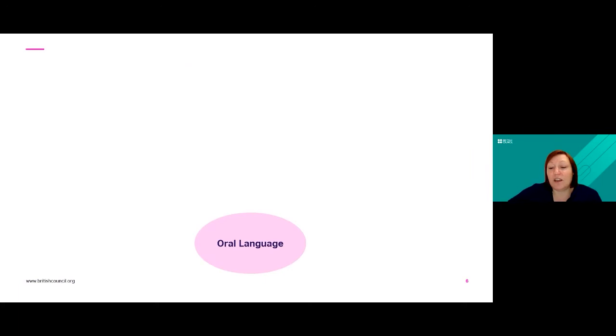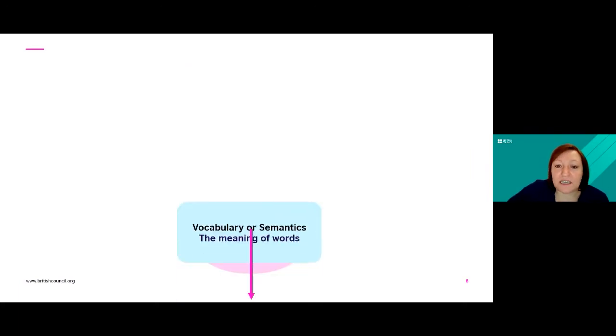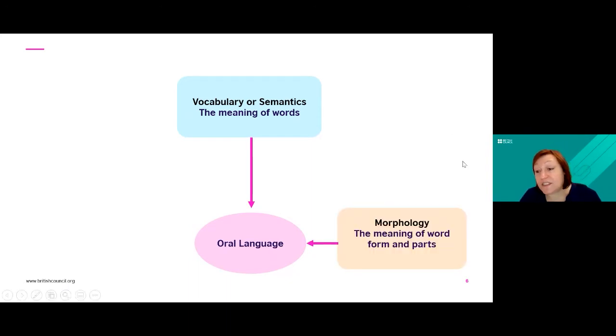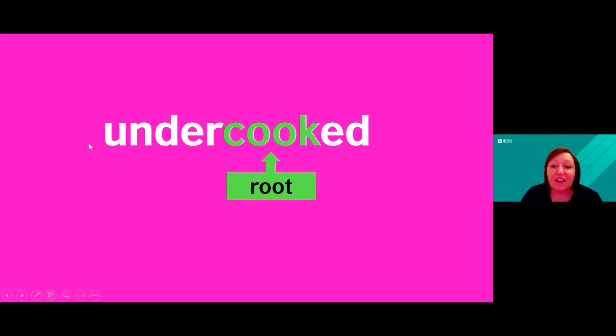So what is language? What is all language? Obviously, we know that all language consists of words, vocabulary, not just the word itself, but what it actually means, the meaning of the word. We also need to have, obviously, morphology. In other words, words are made of parts of words. I'm going to give you an example to make it a little bit clearer. Let's take the word undercooked. This is an adjective. We have a root, the cook.